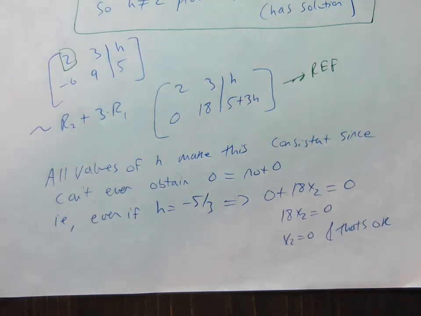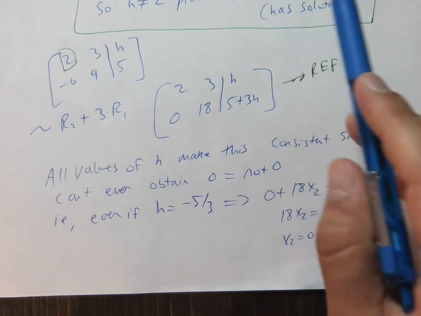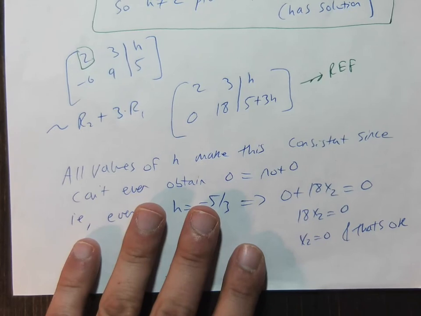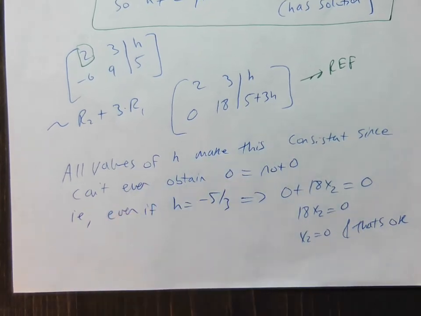And that's okay. It's okay for x2 to be 0. What you want to avoid is adding a bunch of stuff up that's not 0 and getting 0. It's okay for the variable to be 0. It's just not okay to add up a bunch of zeros, like in this one, and get something that's not 0. So in the second one, any h works.